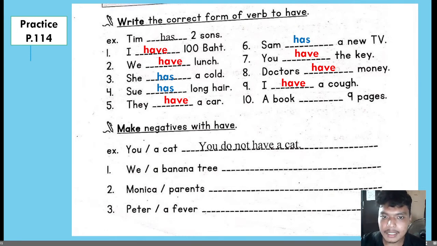Then number 10. Let's move to number 10. A book has 9 pages. A book is referred to it. Okay. Everybody write down. Finish. Everybody done here. Number 1, number 2, number 3, number 4, 5, 6, 7, 8, 9, and 10. Finish.